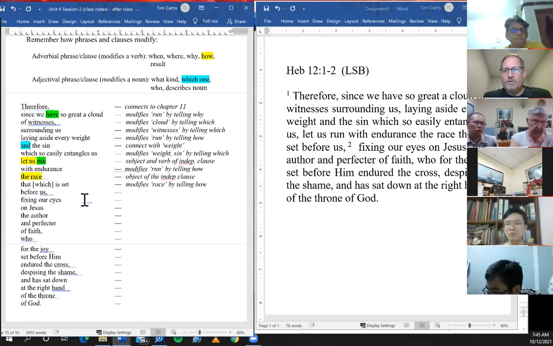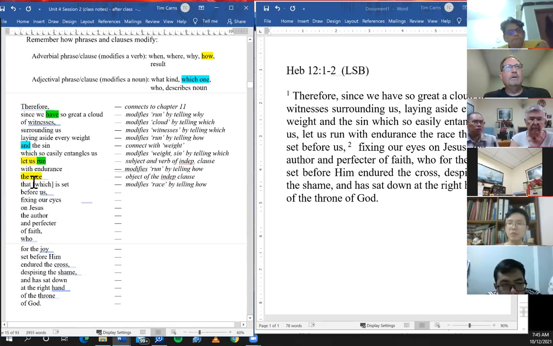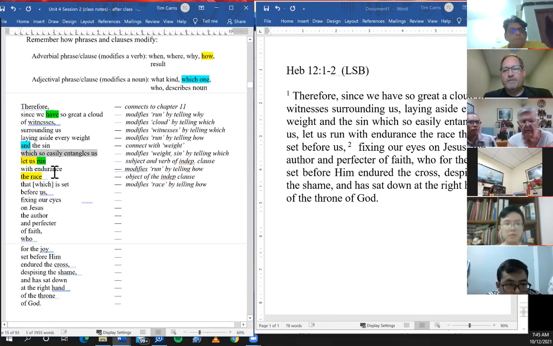Okay, that will normally be the case. So when you encounter, if you look at these, we have "and the sin which so easily entangles." So I'm first going to assume it's modifying the word before it, sin. And I ask myself, does that make sense?